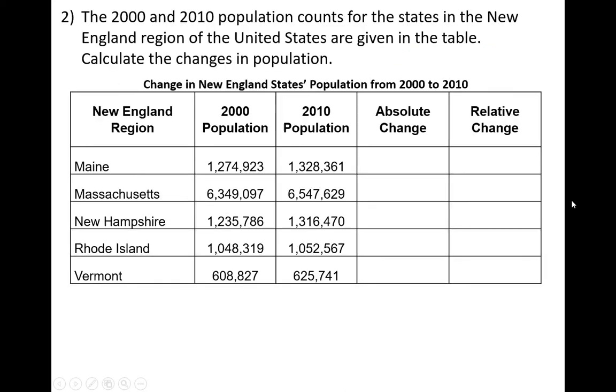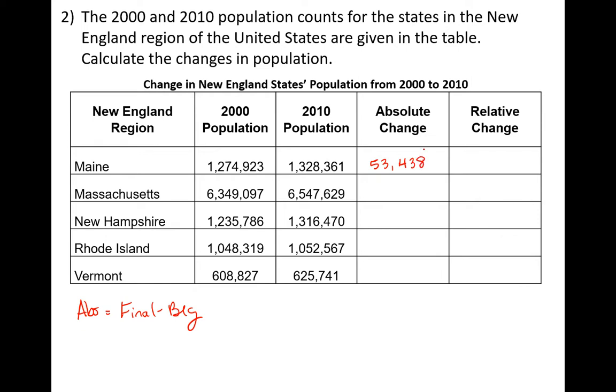So let's go ahead. It says the 2000 and 2010 population counts for the states in the New England region of the United States are given in the table. Calculate the changes in population. So we do final, remember absolute. We're just going to be the final minus the beginning. So 1,328,361 minus 1,274,923. This gives me an absolute change of 53,438.